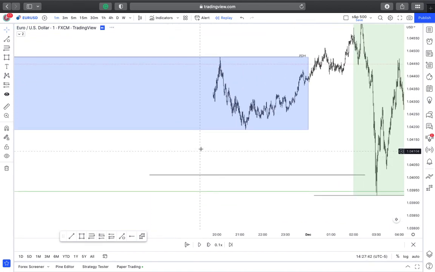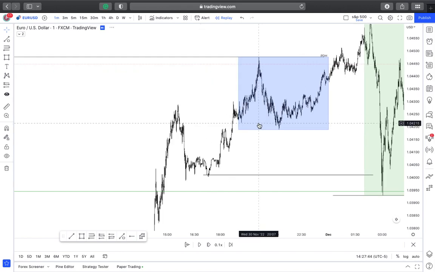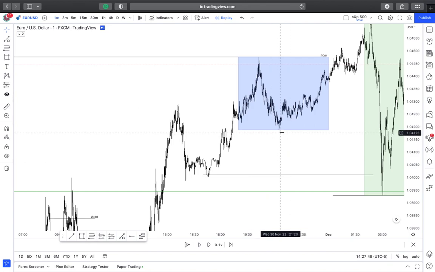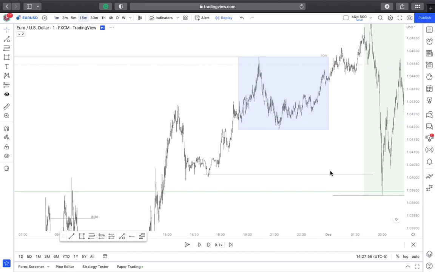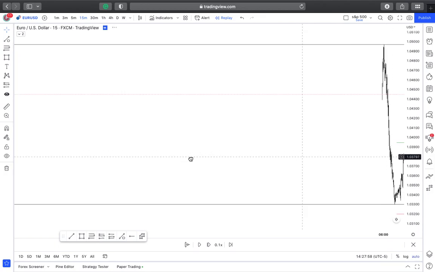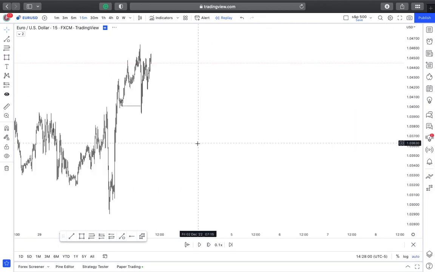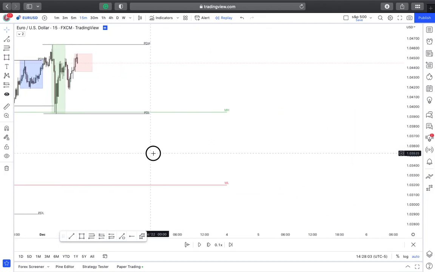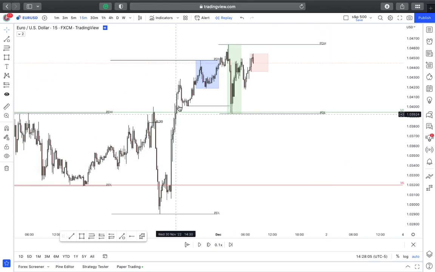So at this particular time we have two, right? One of them is that the Asian low was swept, and the other is that this liquidity was swept. If you move to the 15 minute, we have a fair value gap somewhere over here.